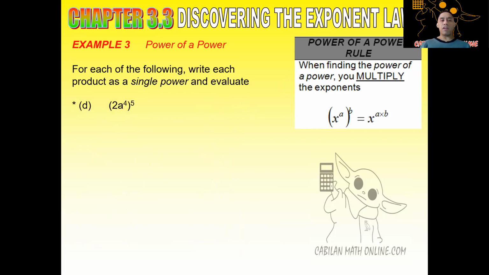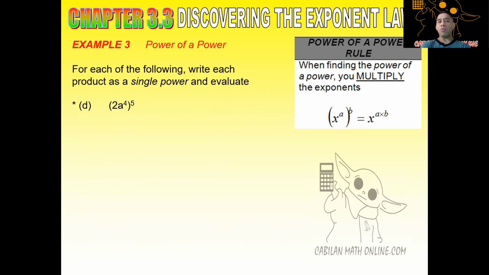So this next one for part D, I put a star beside because this is the example of the twist of the power of a power rule. Now you notice that what we have inside the brackets is 2a to the exponent 4, and the bracket happens to be on the outside. Now there is an extra step for this one, simply because there is a coefficient, or a number, in front of that a. Specifically, I am referring to the 2.